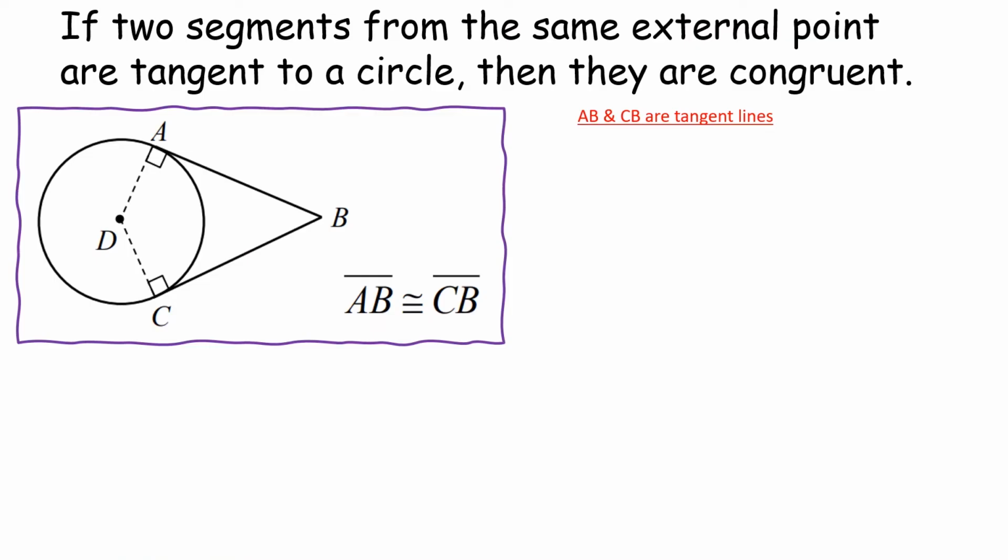The first property we're going to look at states that if two segments from the same external point are tangent to a circle, then they are congruent. So B would be our external point here, and we have the two segments AB and CB, so they're from that same external point, and they are tangent to this circle because we have these right angles here. So we know they're tangent. That would mean that these two segments are congruent. AB is congruent to CB. Or we can draw some congruence marks here.